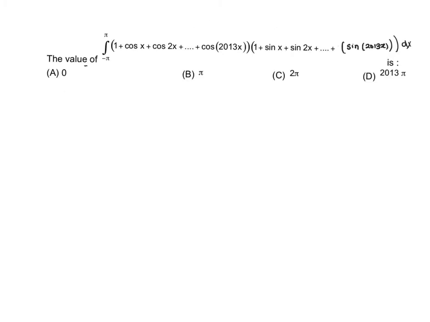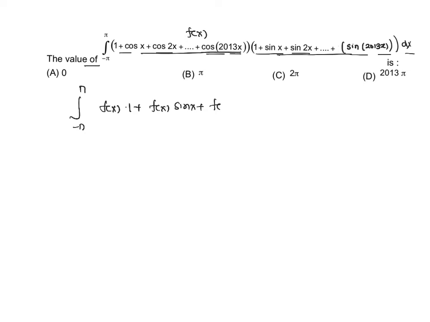Next problem: the value of integration minus pi to pi of (1 plus cos x plus cos 2x plus ... plus cos 2013x) into (1 plus sin x plus sin 2x plus ... plus sin 2013x) dx. We know this is an odd, even function situation. So this we can assume as f(x), and we know sin x is an odd function. So what we will do here, we will multiply: minus pi to pi f(x) into 1 plus f(x) into sin x plus f(x) into sin 2x plus and so on, plus f(x) into sin of 2013x, into dx.